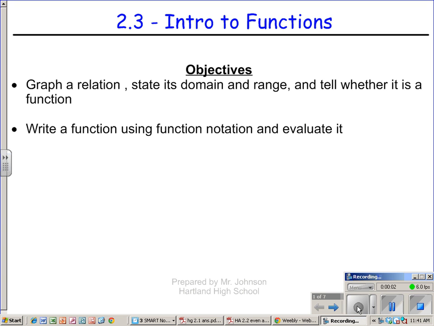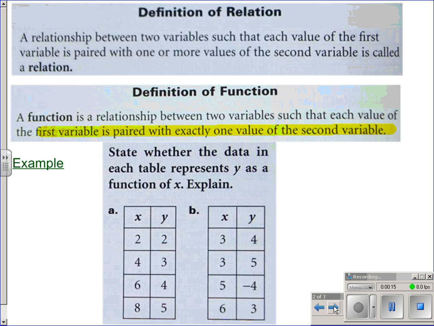Hi everybody, this is the notes for Algebra 2 Trig, section 2.3, Intro to Functions. All right, so what we're talking about is basically just relating x's and y's.